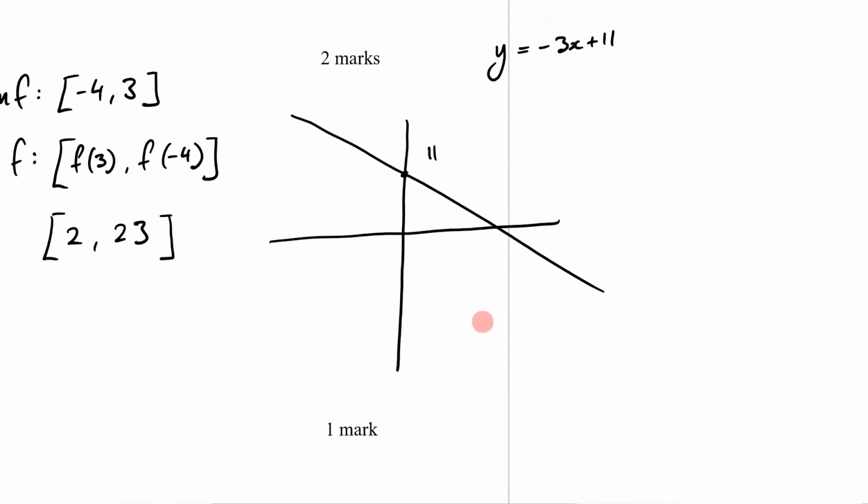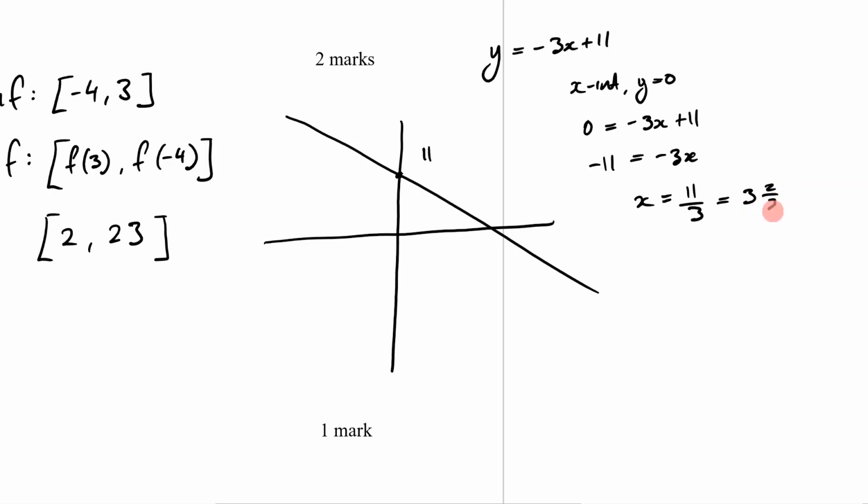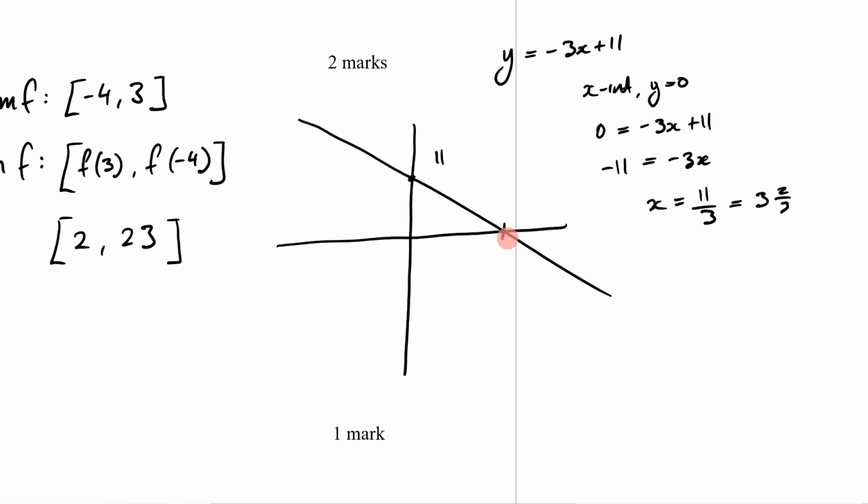I know that my x-intercept, well, what's my x-intercept of this thing? Well, to find my x-int, I let y equal 0. So it's going to be 0 is equal to negative 3x plus 11. Negative 11 is equal to negative 3x. So therefore, x is going to be 11 on 3. Now, that's the same as 3 and 2/3, right? Because 9, yep, 2/3. This right here would be 3 and 2/3.